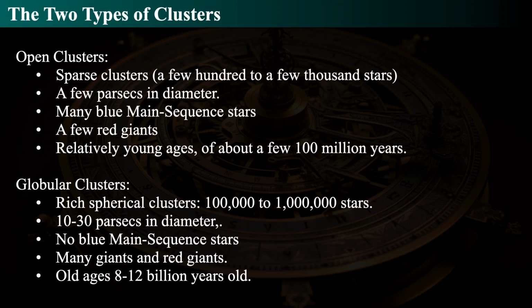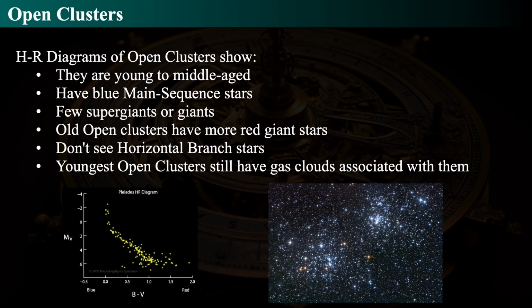So open clusters tend to be young, and globular clusters are old. Let's look specifically now at open clusters. The HR diagrams for open clusters show that they are young to middle-aged, meaning up to about 2 to 3 billion years, depending on how big they are. They have blue main sequence stars, very few supergiants or giants, and old open clusters have a few red giants. That might be how you distinguish them.